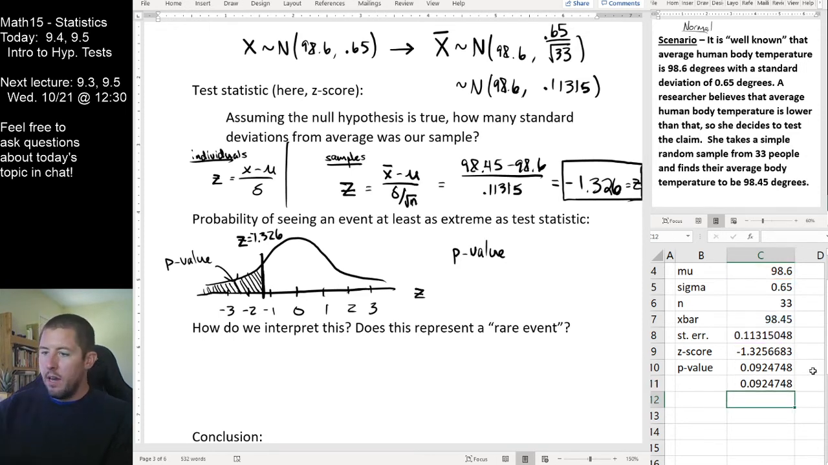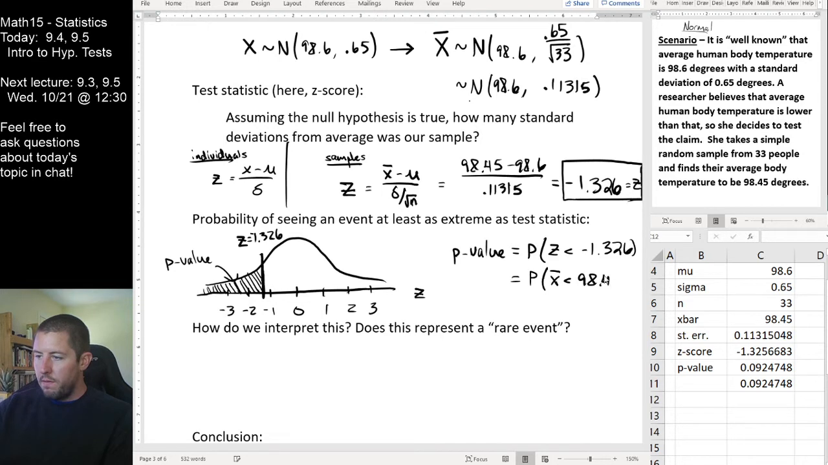So it looks like here we have computed our p-value. And I'm going to say this is our probability that z is less than negative 1.326. Also the same thing as the probability that x bar was less than 98.45, and we found that this was 0.0925. So how do we interpret this?